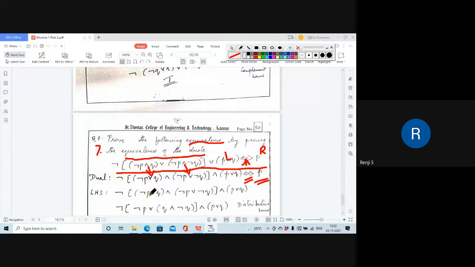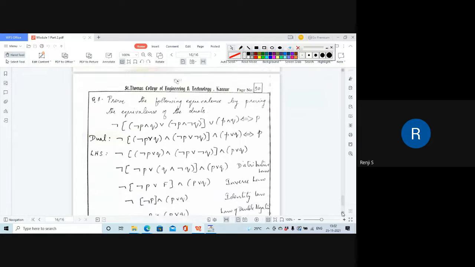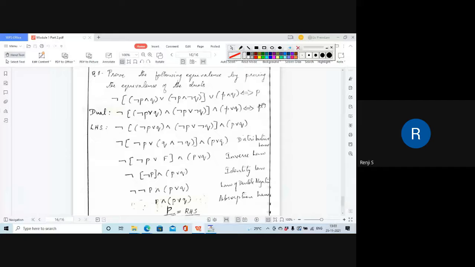Now again, you have to take the LHS, the left hand side, and prove that it is equal to the RHS. You are going to start from the left hand side and prove that finally you will get the RHS. Starting from the left hand side of the dual, you will derive P. Is it clear?